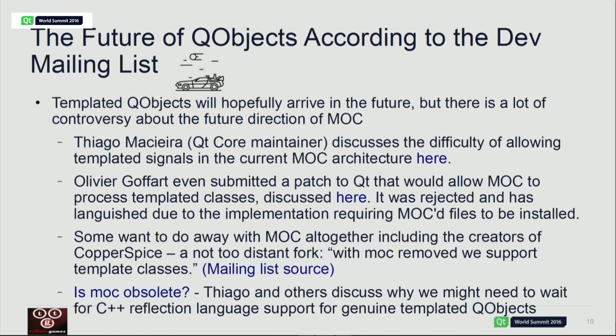And then in a big thread titled Is Moc Obsolete?, which is kind of an inflammatory title, but it's a good discussion, Thiago and others discuss why we might need to wait for C++ reflection, actual language support, which is coming in C++ 2020, which will allow us to do genuine templated QObjects. Who knows if we'll get there, but at least we have these techniques in the meantime.